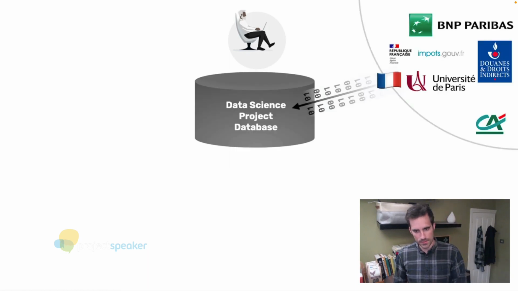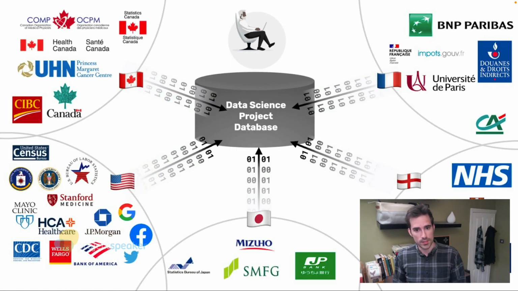So if before, when you wanted to do a data science project, you would go around and say, hey, can I have a copy of the data? Can I have a copy of the data? Can I have a copy of the data? And a bunch of places would be like, I don't know if I want to give you a copy of the data for a huge variety of reasons.